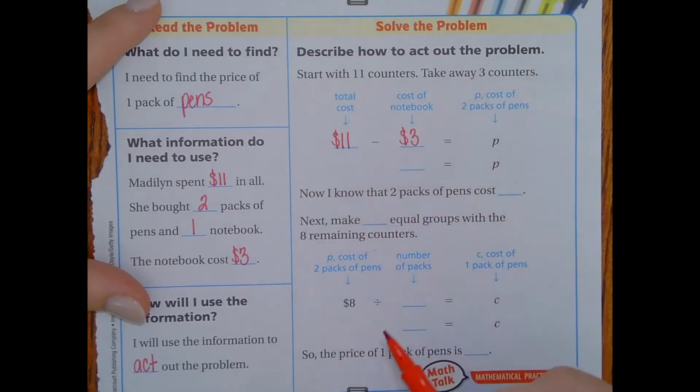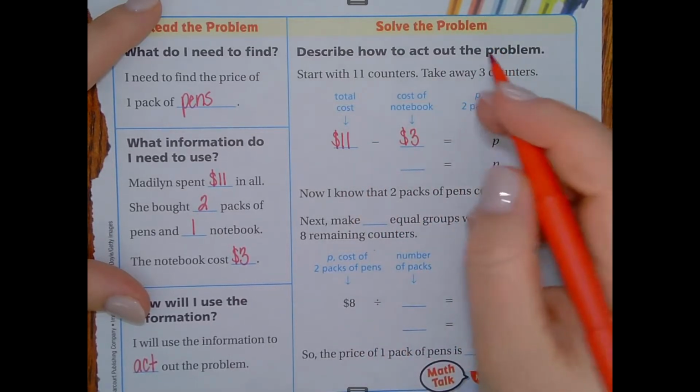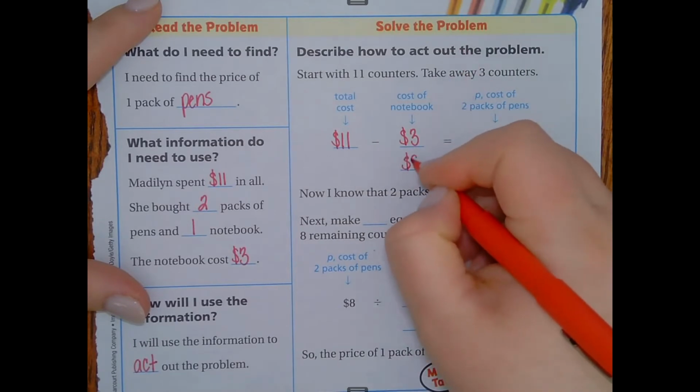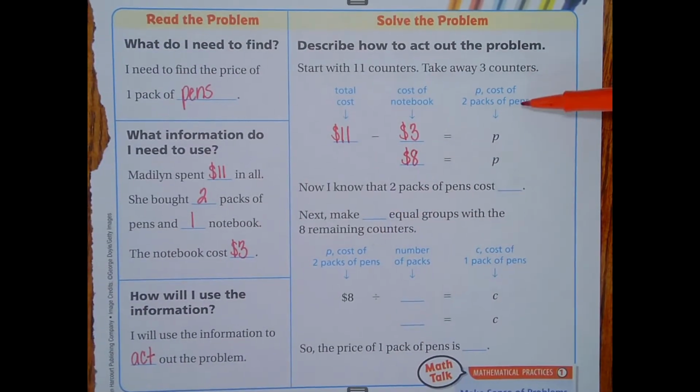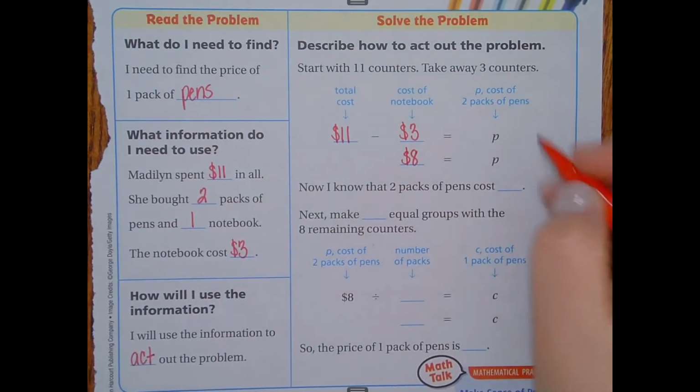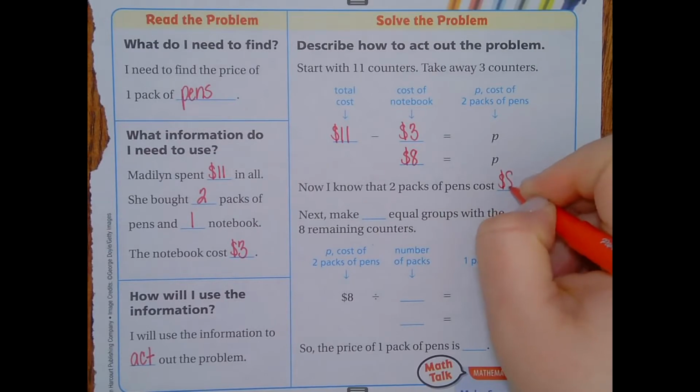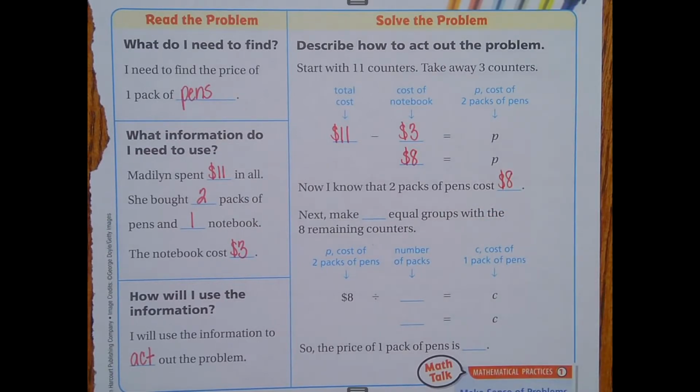So let's take away the notebook. So $11 minus $3 is $8. So I know that the cost of 2 packs of pens has to be $8. So now that I know that 2 packs of pens cost $8, I can use this information to find out how much 1 pack of pens costs.